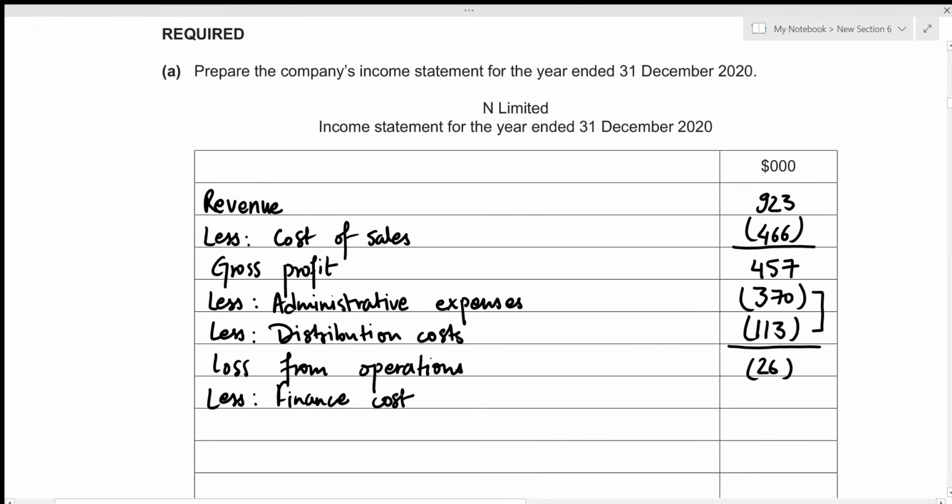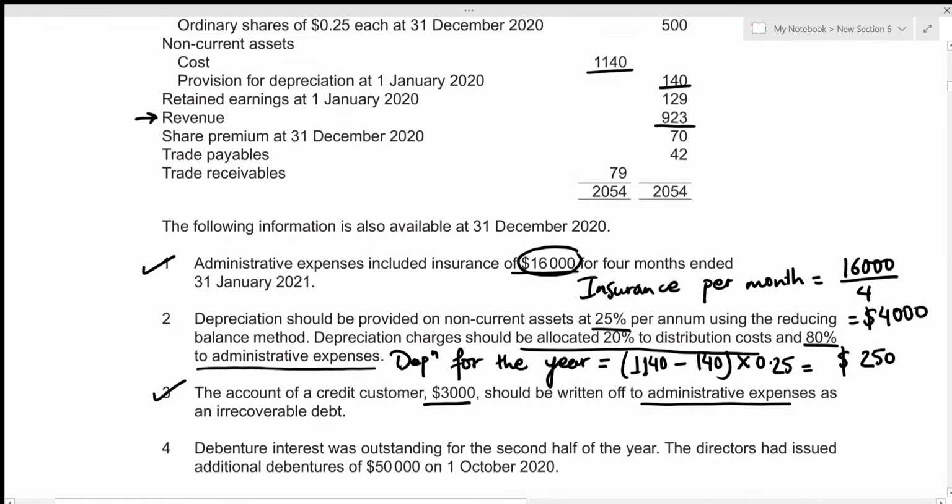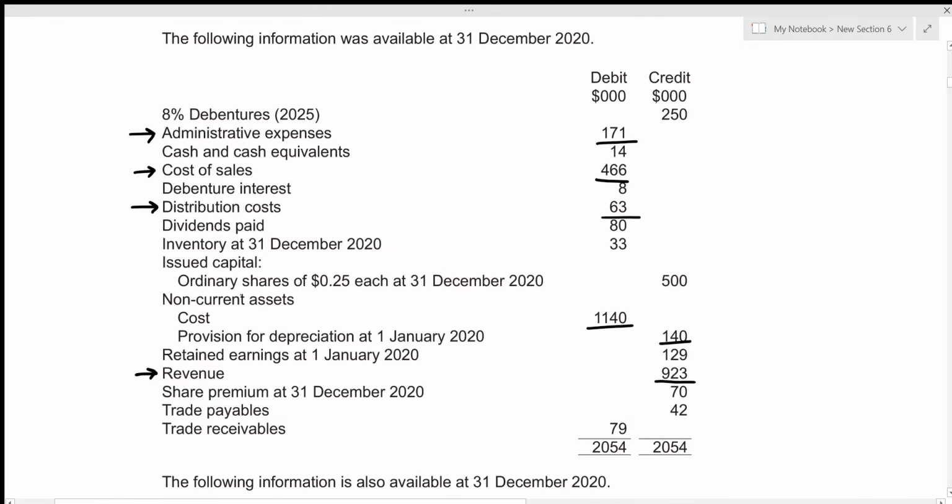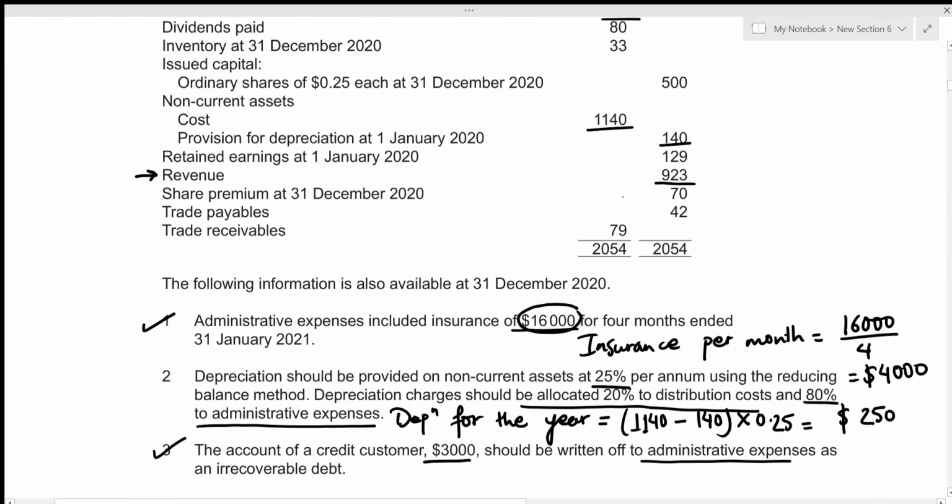Let's look at the information to figure out what should be included. Finance costs includes all of the interest charges, right? So the first one we can include is the debenture interest given right here. This amounts to 8,000. Now there was an additional information relating to debenture.